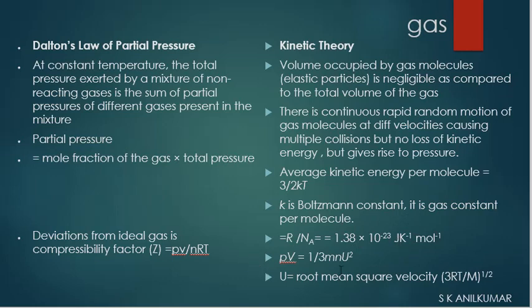PV equals 1/3 mnu². u is the root mean square velocity, which can also be written as the square root of 3RT/M. PV equals nRT, so instead of PV you write nRT, and then this 3 in the denominator will come to the numerator. It will become 3nRT, where M is the molecular mass, under the square root.